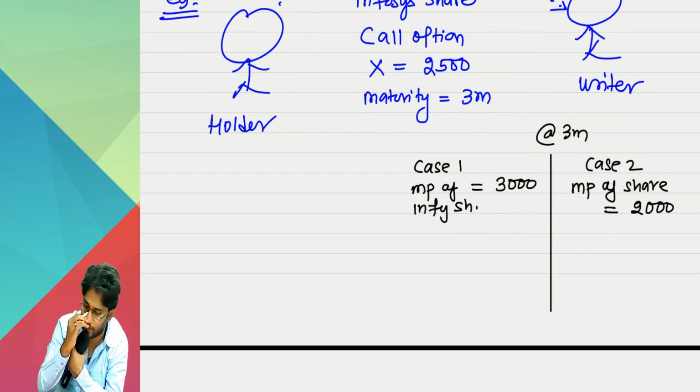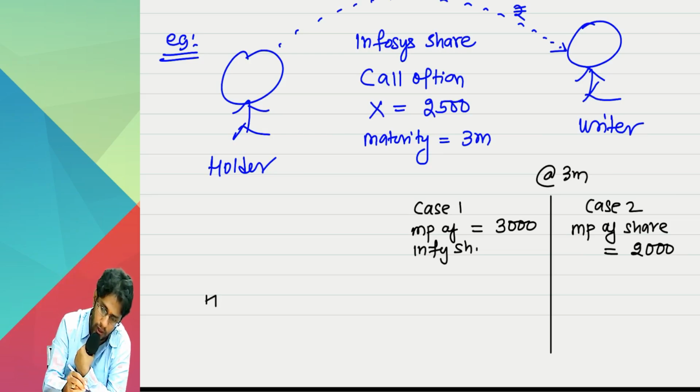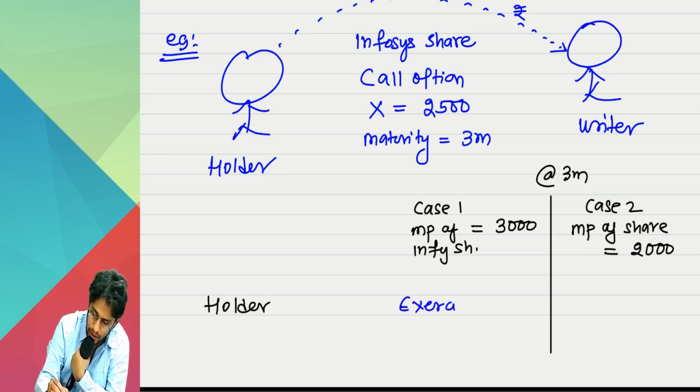Tell me, sir, case 1, market rate is 3000. As a holder, I have a right to buy the share at 2500. Will I exercise or lapse? I will exercise. So the holder exercises the option. Why is he exercising the option? Because the market price is greater than the strike price.